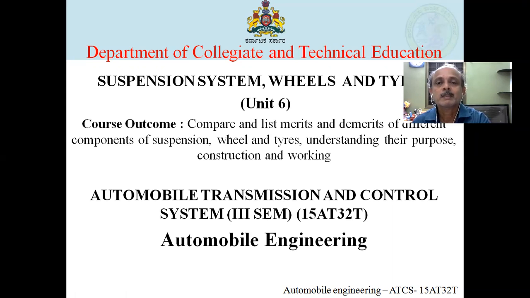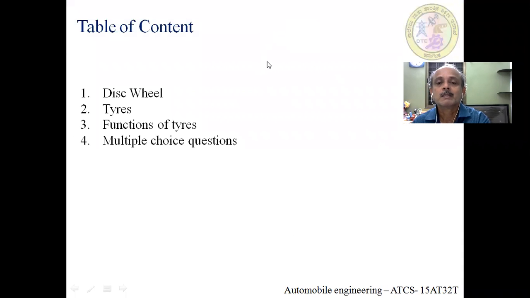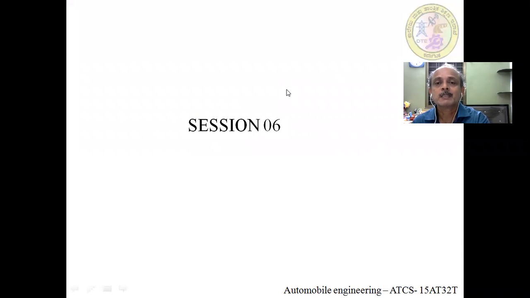For me, the subject allotted is Automobile Transmission and Control Systems, a third semester subject. Subject code is 158032T. In that, Unit 6 is given for me. The chapter name is Suspension System, Wheels and Tires. In that, I am presenting session 6 now.